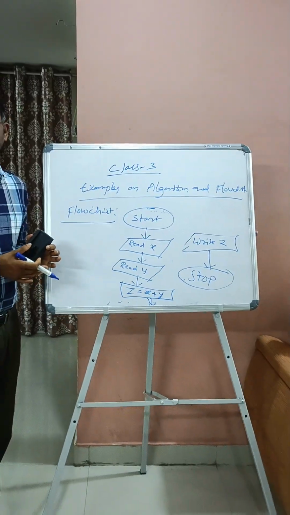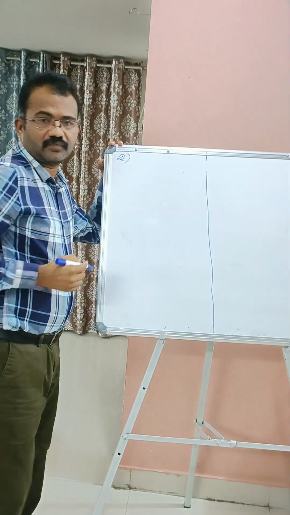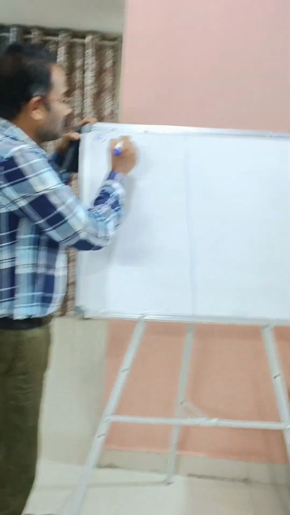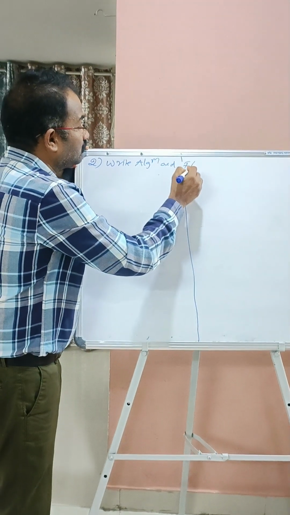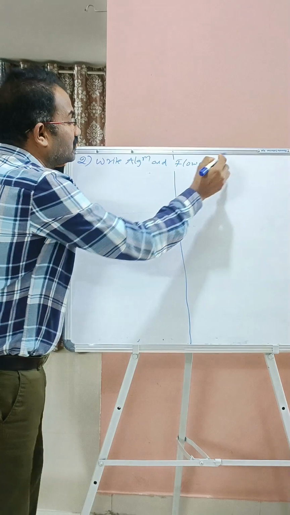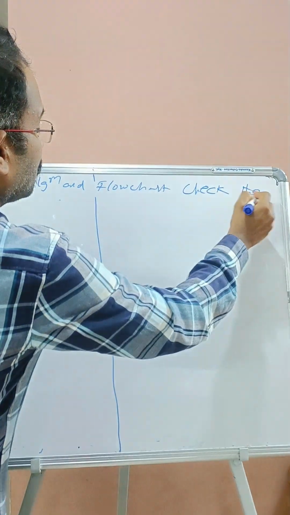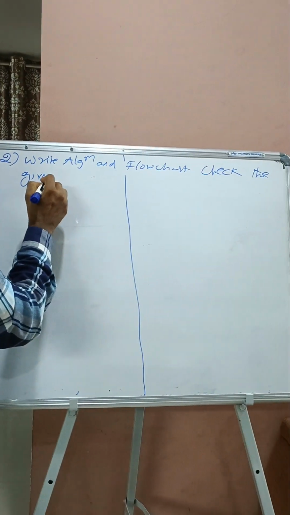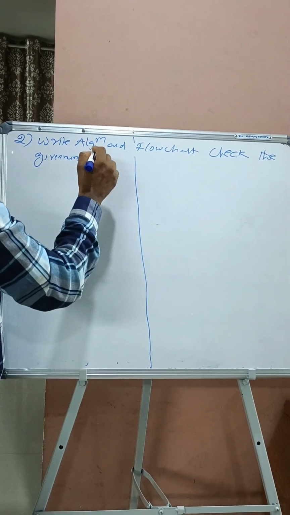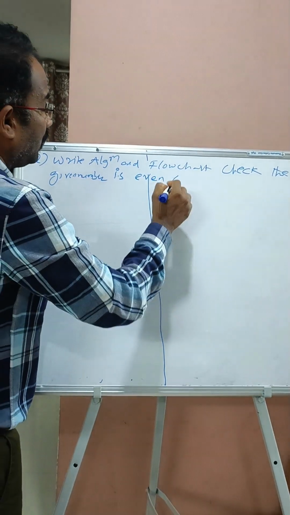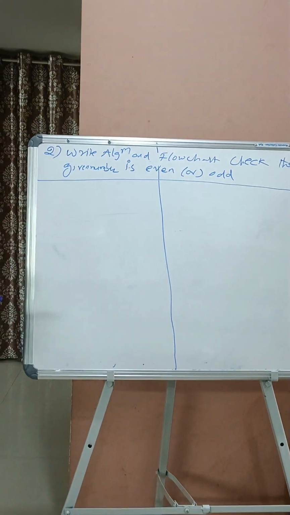Right? Now the second example. Example 2: write the algorithm and flowchart to check whether the given number is even or odd. So this is the question. Check whether the given number is even or odd.